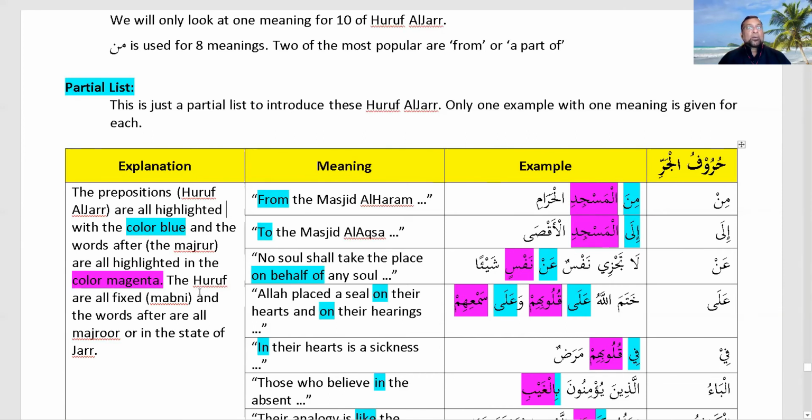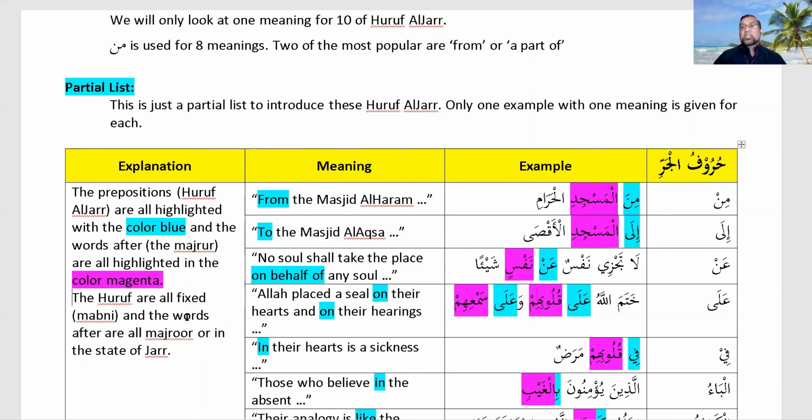The huruf are all fixed, mabni. So the analysis, i'rab al-huruf, is we say, whenever you do the i'rab, for instance, min al-masjid al-harami, min harfu jarrin mabniyun ala sukun. And here, because of a technicality, we put a fatha. That technicality is, if you put a sukun, you would notice that two sukuns would meet, the sukun on the noon and the sukun on the lam, because the hamzatul wasl is not pronounced. So we'll have two sukuns, and that's not allowed in the Arabic language.